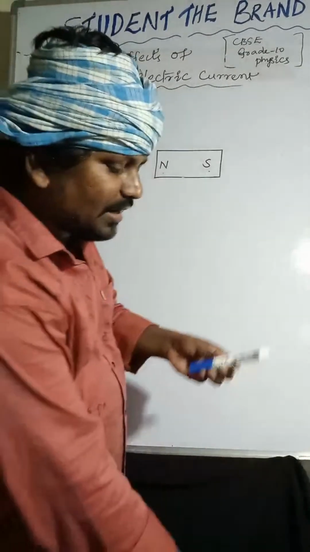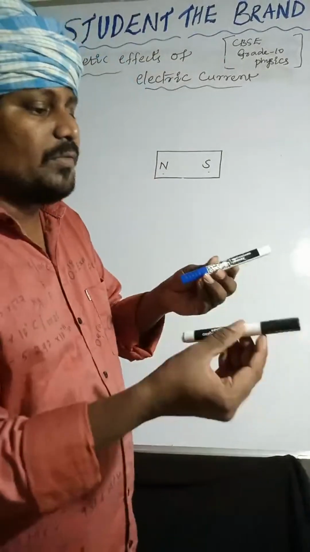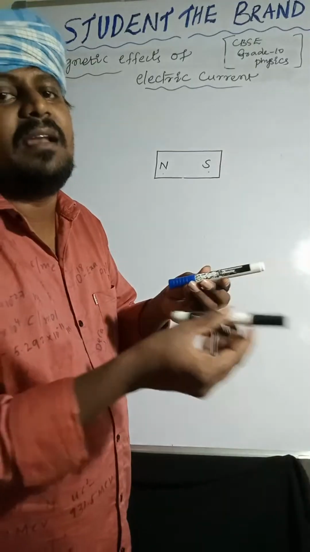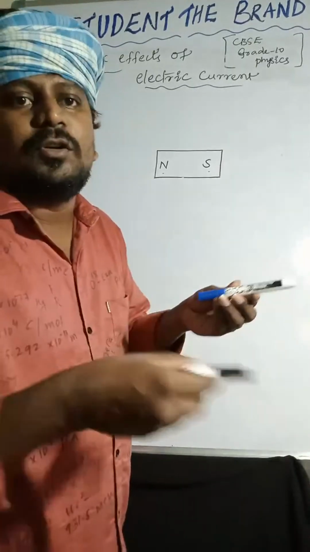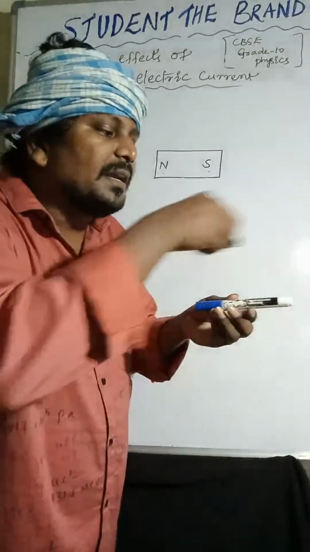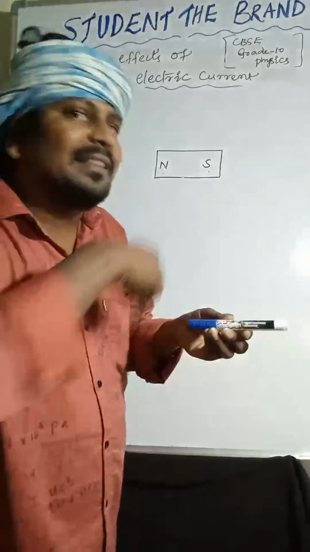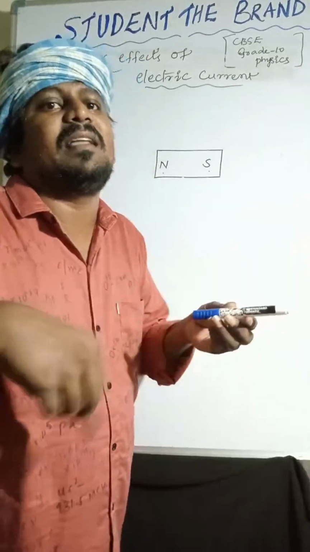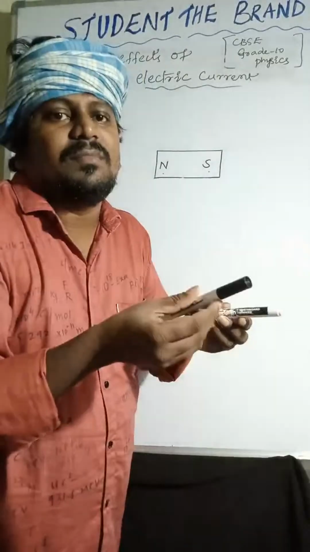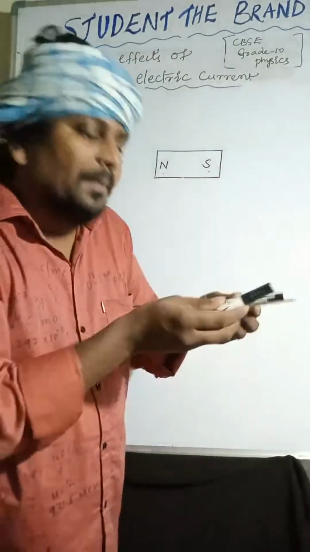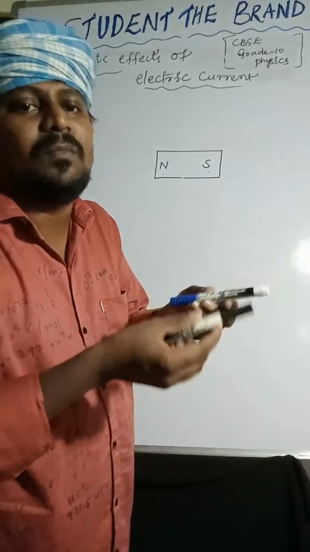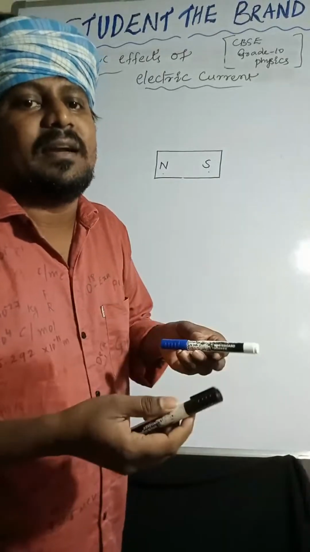So this is one magnet, and this magnet will attract another magnet up to a certain range only. Beyond that point it won't attract. So there is a certain range, a certain field. Within that field only, the magnet will attract another magnetic material. Beyond that region, it won't attract.